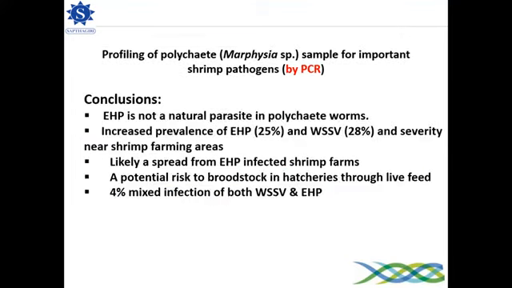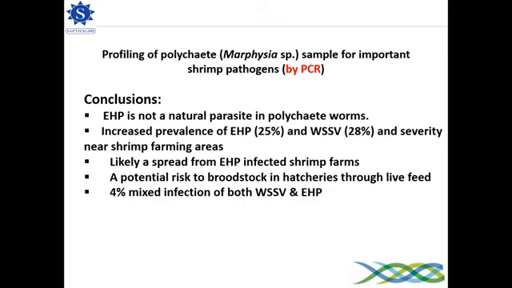So in our study, the conclusion is that EHP is not a natural parasite of polychaete worms. The increased prevalence of EHP at 25% and WSSV at 28%, and severity, is seen only near shrimp farming areas. EHP is likely to spread from the shrimp farming sector, a potential risk to broodstock in hatcheries through live feeds. 4% had mixed infection, both WSSV and EHP.